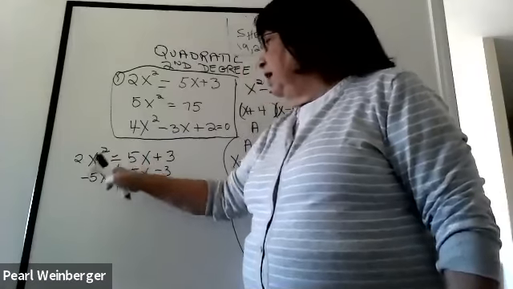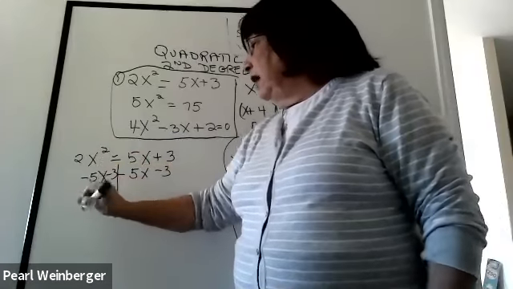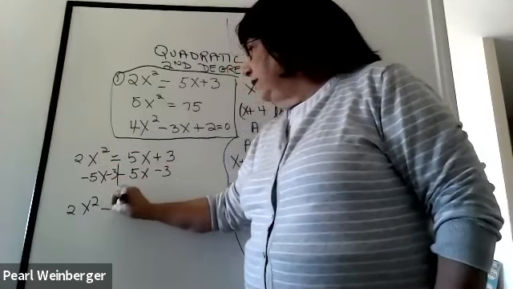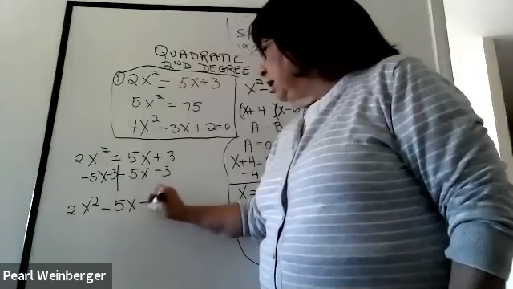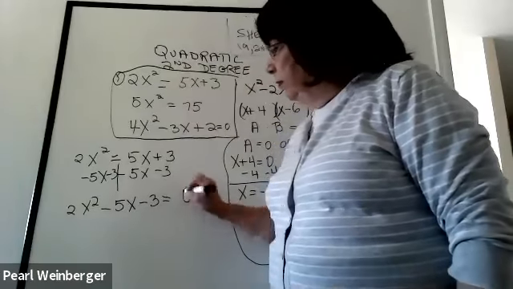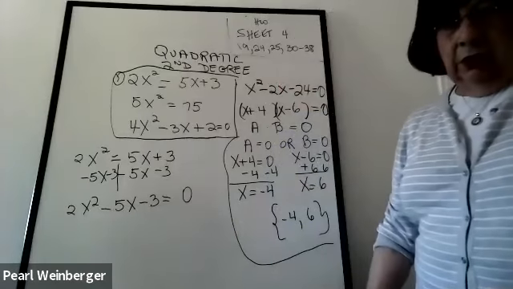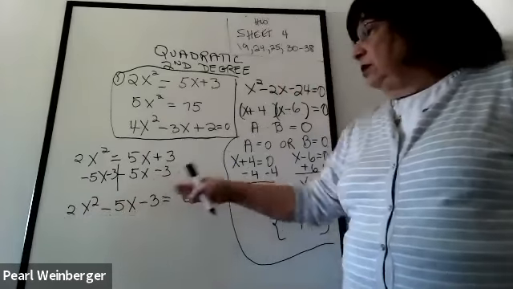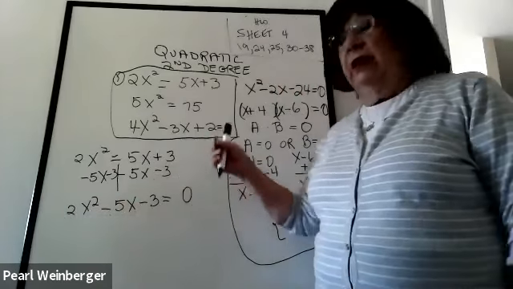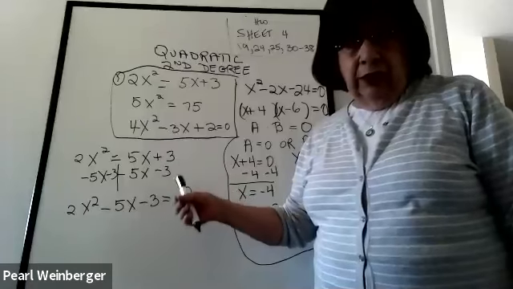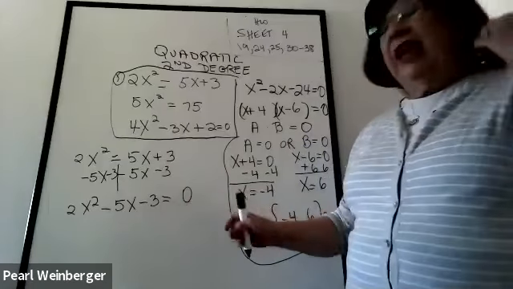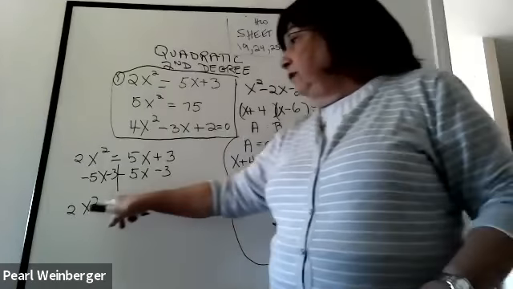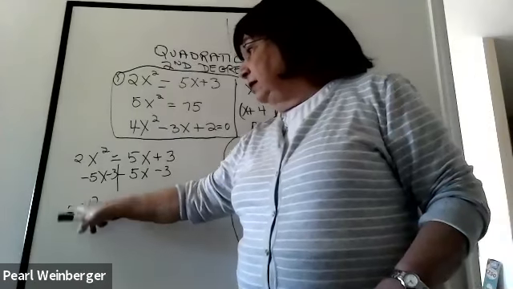So that I end up with everything on the left side of the equation. This will give me 2x squared minus 5x minus 3 equals 0. Okay, now I have a trinomial and it's equal to 0. It's the standard format to solve a quadratic equation. I have to factor. There's no common factor here, so therefore I'm going to have to use the AC method.